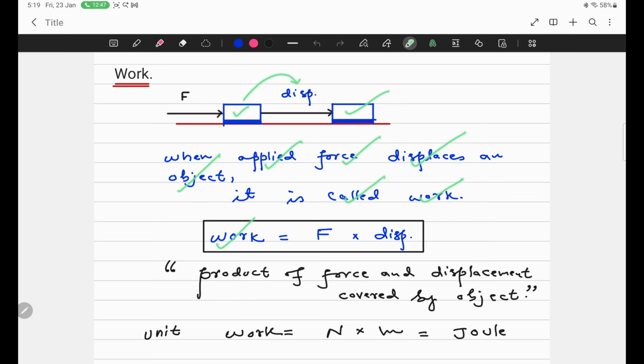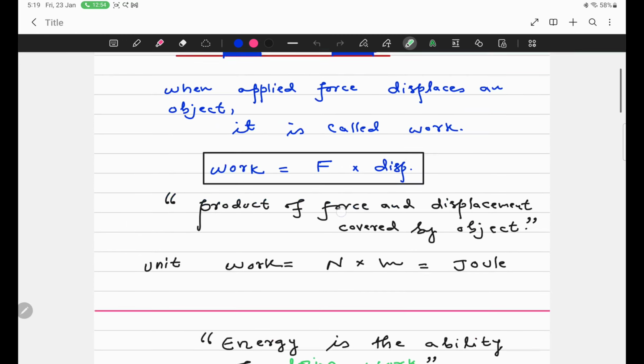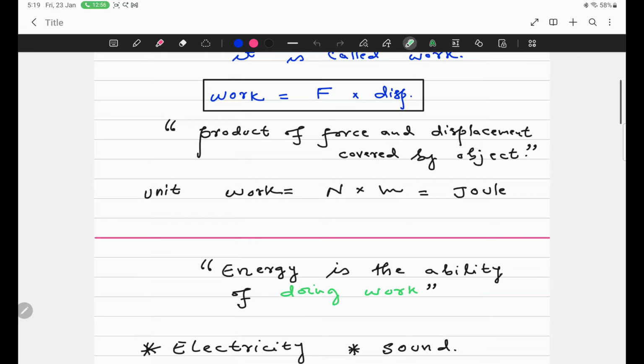And its mathematical equation, sir, work is the product of force and displacement. So this definition you should memorize. The product of force and displacement is called work. And the unit of work is joule.